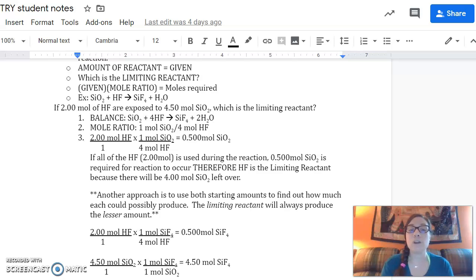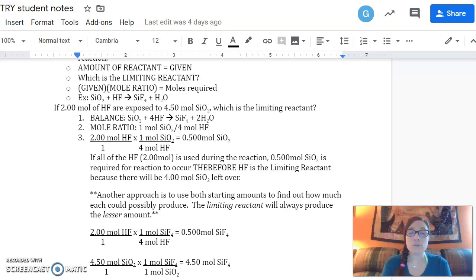If you start with the 2 moles of HF, you want to see how much SiO2 you're going to need. So based on our mole ratio, if we use all the HF that we have available, we will only need 0.5 moles of SiO2. We have 4.5 moles of SiO2 available to us. So that means that after this reaction is complete, 4 of those moles will be remaining. Okay, and that's what it says there. If all the HF is used during the reaction, we only need 0.5 moles of SiO2, so there will be 4 moles of SiO2 left over.